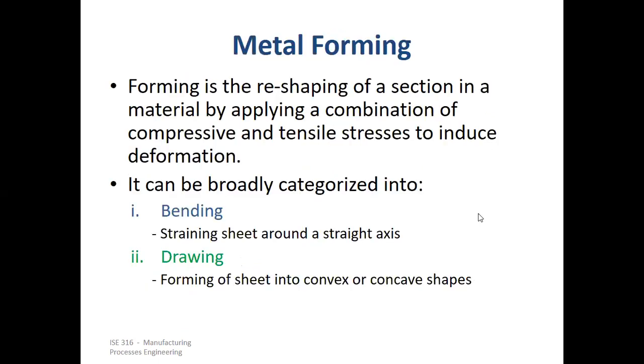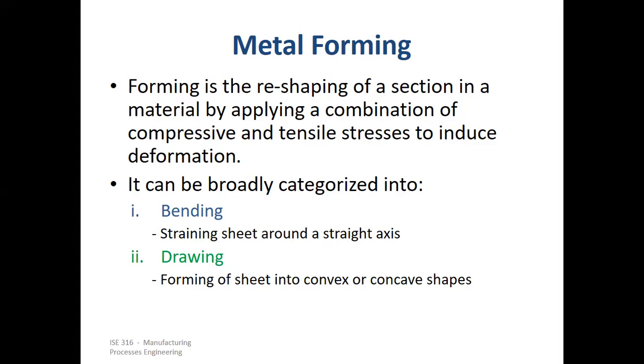Okay. So you see, we had seen that metal forming is the reshaping of a section in a material by applying a combination of compressive and tensile stresses to induce deformation. That's the ultimate goal, to cause deformation, and therefore that would lead to shaping of a section in a material, right? Because it is usually some part of the sheet that we are trying to deform. It can be broadly categorized into bending and drawing, as we had discussed.